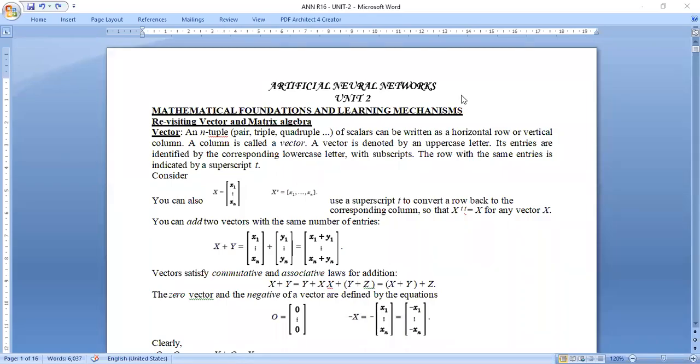In today's class, we are going to learn about Unit 2, Artificial Neural Network, Unit 2. So this unit is completely about mathematical foundations and learning mechanisms. Okay, this Unit 2 has the concepts of mathematical foundations and also some learning mechanisms.